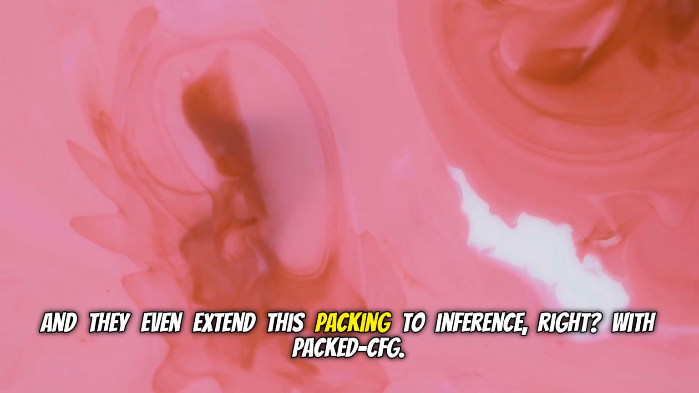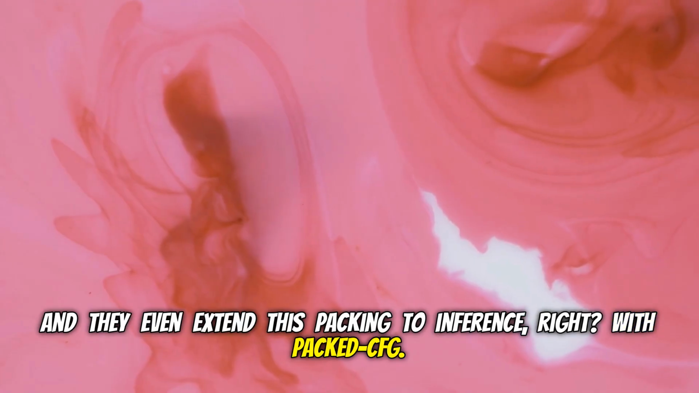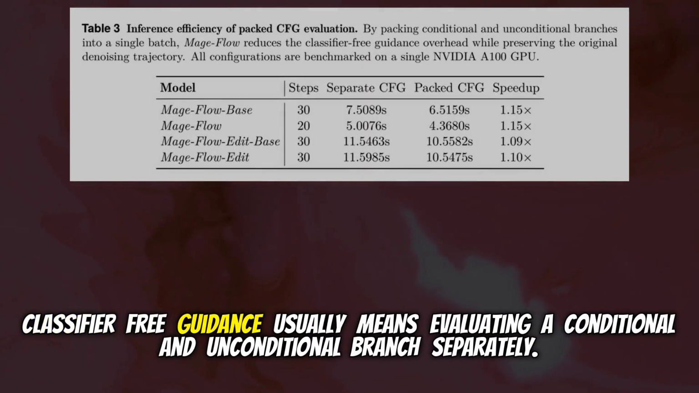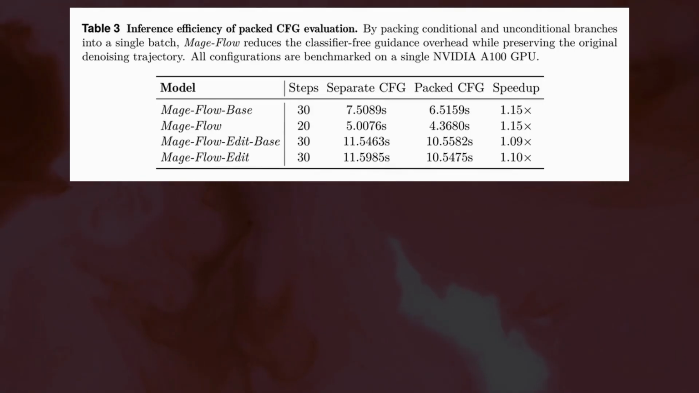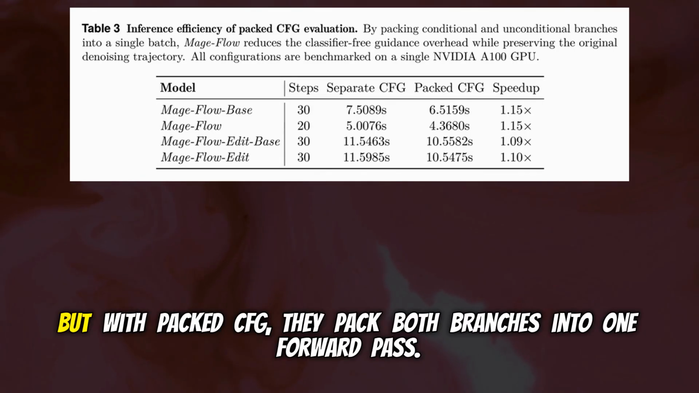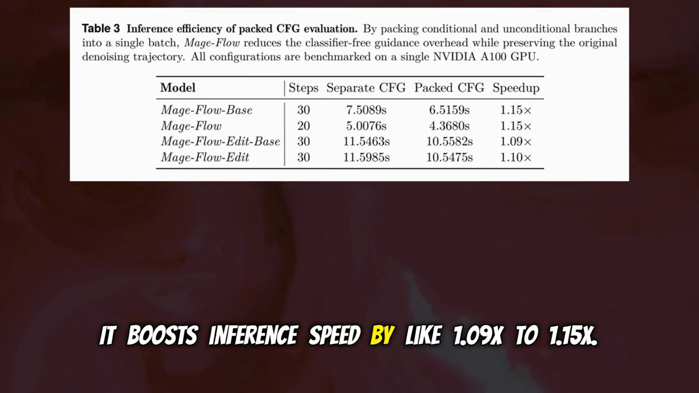And they even extend this packing to inference, right? With PackCFG. Yes. Classifier-free guidance usually means evaluating a conditional and unconditional branch separately. Running it twice. Exactly. But with packed CFG, they pack both branches into one forward pass. It boosts inference speed by like 1.09x to 1.15x.